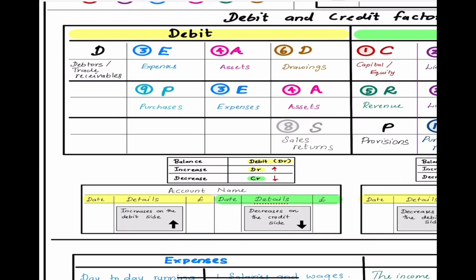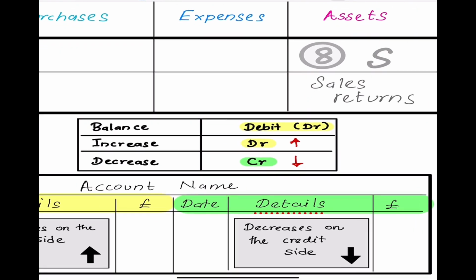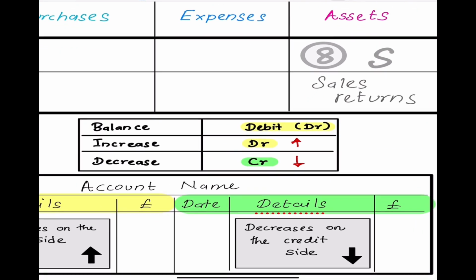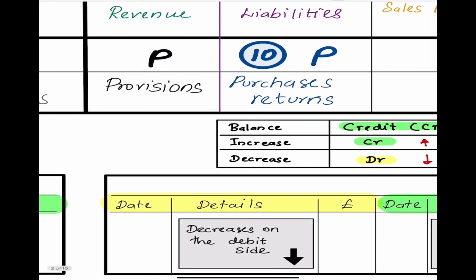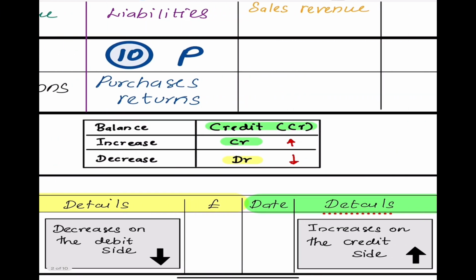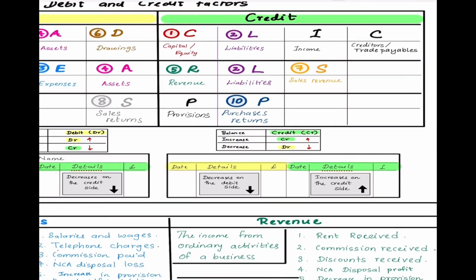If an item has a debit balance, to increase, it should be debited. And if the item is debit, to decrease, it's credited. If an item has a normal balance of credit, to increase you credit, to decrease you debit.